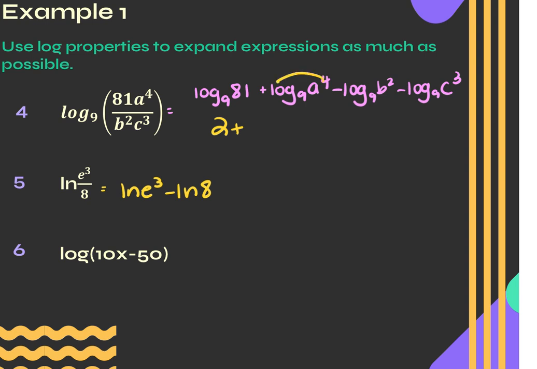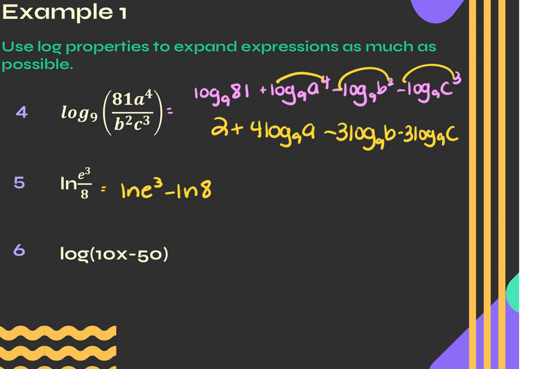2. This one, the 4 kicks forward, 4 log 9a minus 3 kicks forward, 3 log 9b. And this kicks forward, minus 3 log 9c. I understand why it's a negative though.